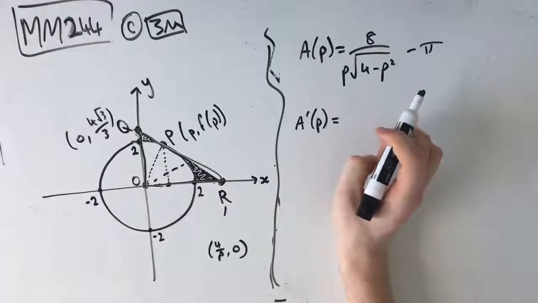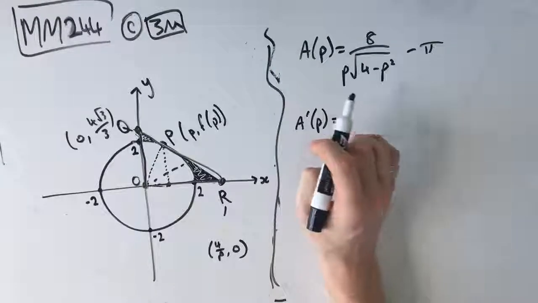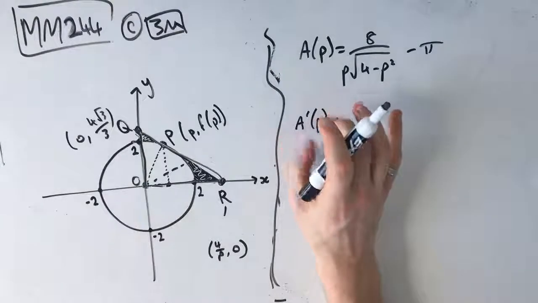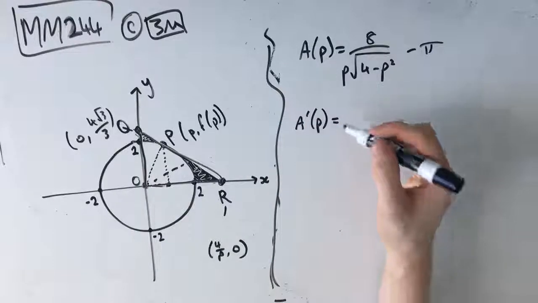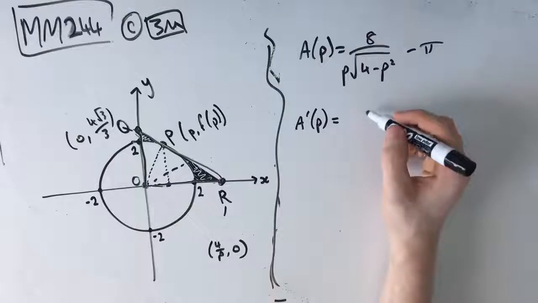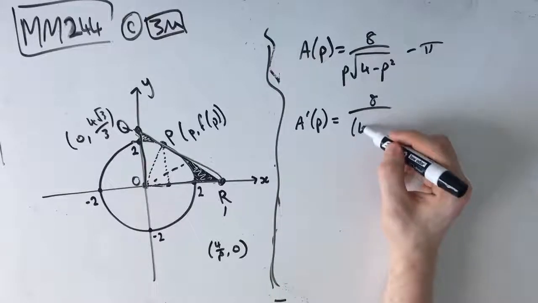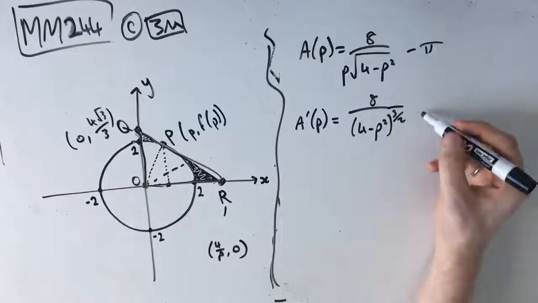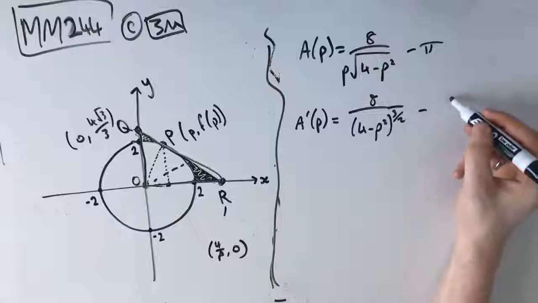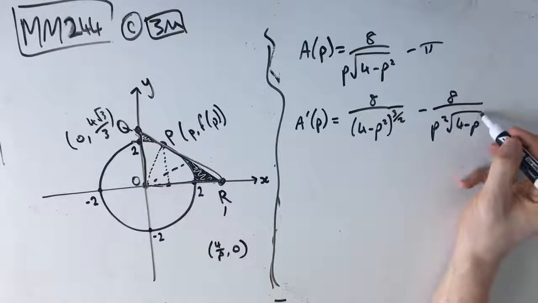We can use our CAS in this question. We originally had it so that you couldn't. So if yours says that you can't use the CAS, just try it. Before watching this video, try it without using a CAS, because it was meant to be with CAS. So A dash of p is equal to, according to our CAS, 8 over 4 take p squared to the 3 on 2. Now you can do it without your CAS, it's just going to take a while. Minus 8 over p squared root 4 take p squared.